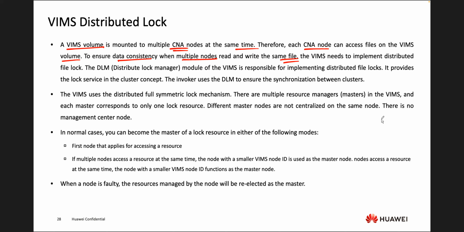And that's kind of what we're saying here: to ensure data consistency when multiple nodes read and write the same file, the VIMS needs to implement a distributed file lock. What we mean by that is, when you have a VM running, normally you can't use that same file on a VM to copy and clone the VM, because it needs to be stopped first, because it has a lock on it, right?